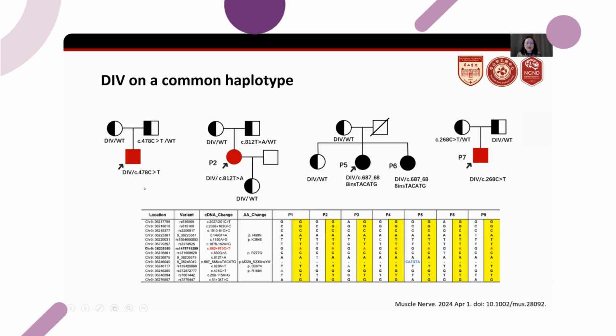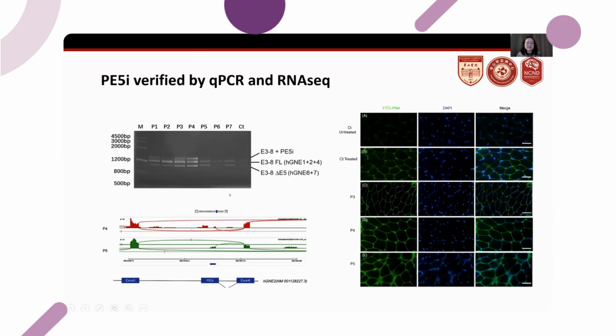And after we did, some of the patients actually have all of these variants. If we have the pedigree analysis, we can see that they are inherited from their parents, and by haplotype inference, we can see that these DIV are on a common haplotype. This was further verified in other patients by qPCR, and in some patients with muscle samples available, we performed RNA-seq and saw a very small amount of transcripts with this pseudo exon.